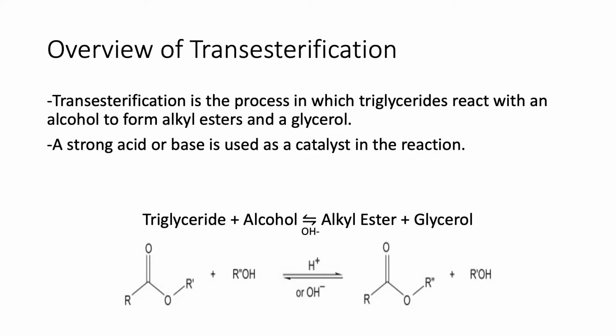So now we're going to look at a general overview of transesterification. In transesterification, triglycerides are going to react with an alcohol to form alkyl esters and glycerol. In this reaction, a strong acid or strong base is going to be used as a catalyst. On the slide, you can see the reaction drawn out, and you can also see that this reaction is in equilibrium.